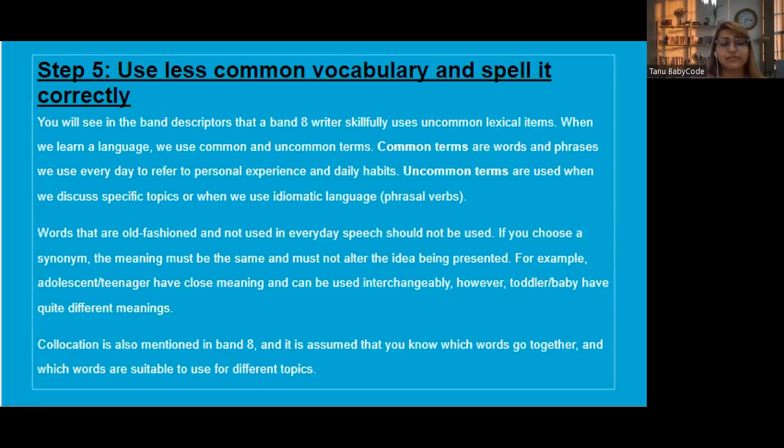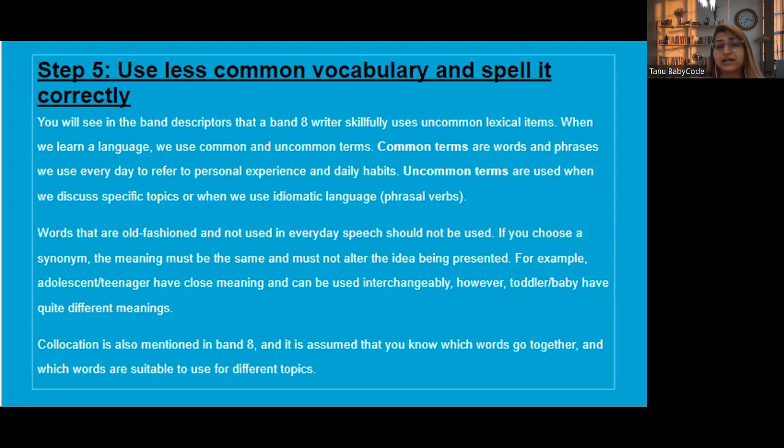Now we have discussed 4 steps. Now the 5th one, vocabulary. It comes under lexical resources. Use less common vocabulary and spell it correctly. You know that lexical resources demand uncommon vocabulary from you. And you will see also in the band descriptors that a band 8 writer skillfully uses uncommon lexical items. That means you have to use uncommon vocabulary.